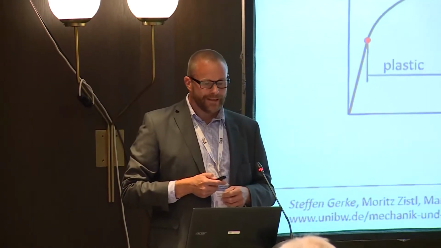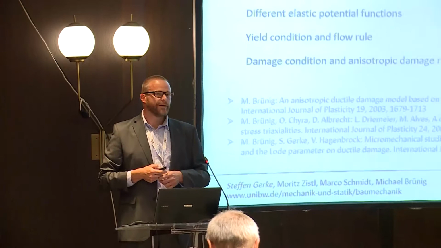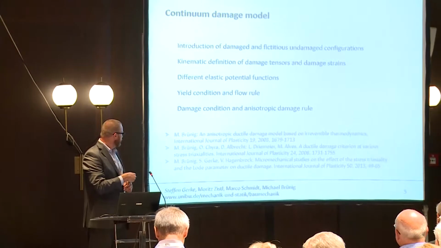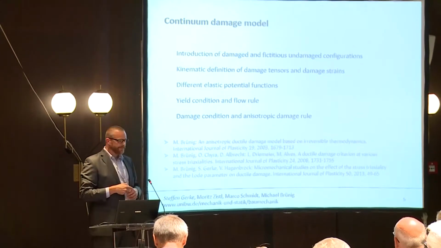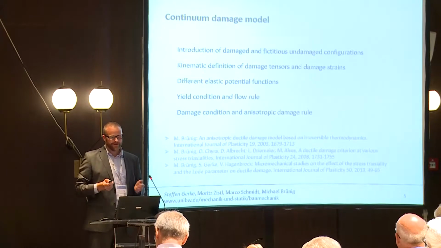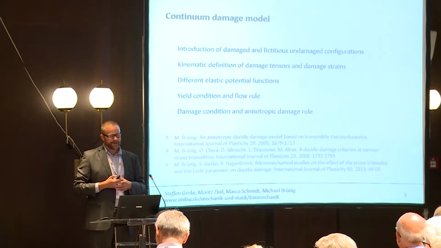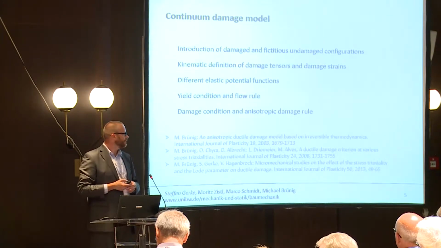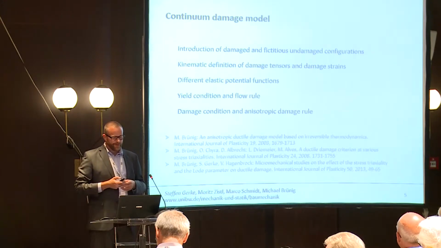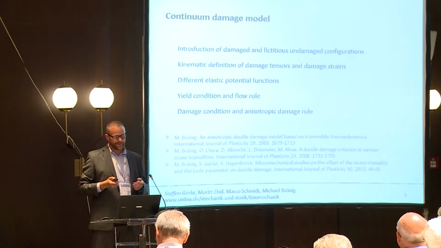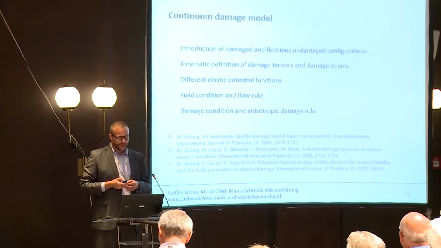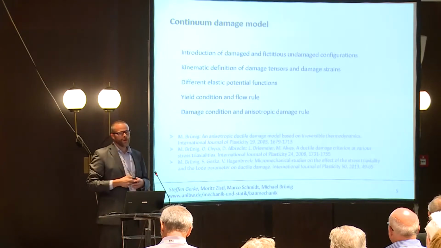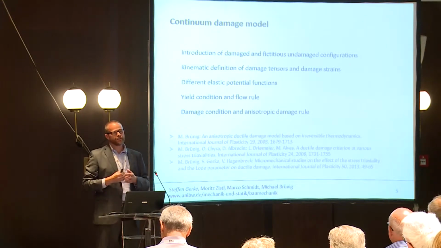So just very briefly about the continuum damage model. There were a couple of papers published. I took 3 of them indicated here. So what does the continuum damage model consist of? We have the introduction of damage and a fictitiously undamaged configuration. So we have the kinematic definition of damage tensors and damage strains. We have different elastic potential functions. We have a yield condition and a corresponding flow rule. And we have a damage condition and an anisotropic damage rule. So within this model, we have a whole bunch of material parameters which have to be identified.